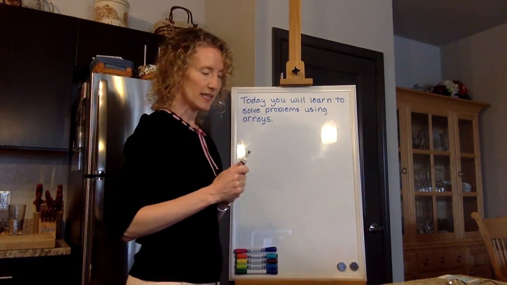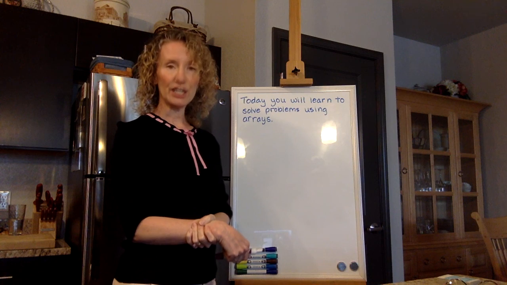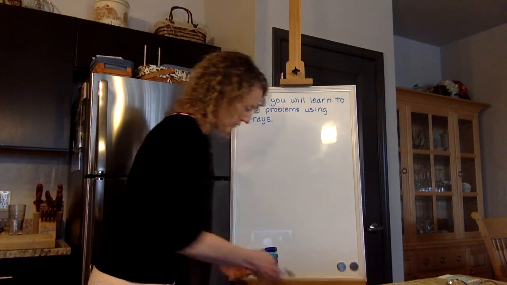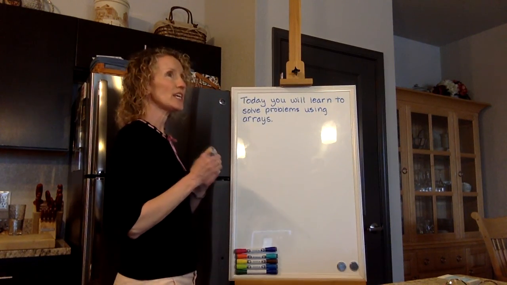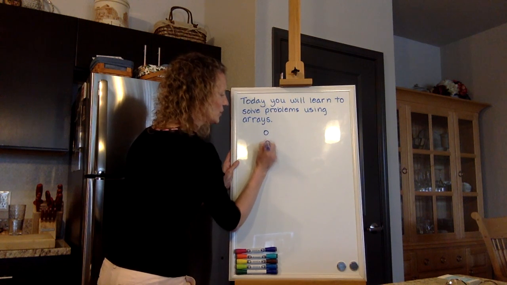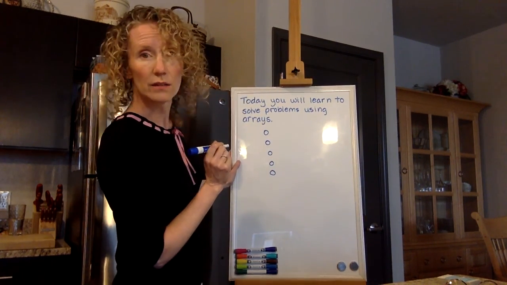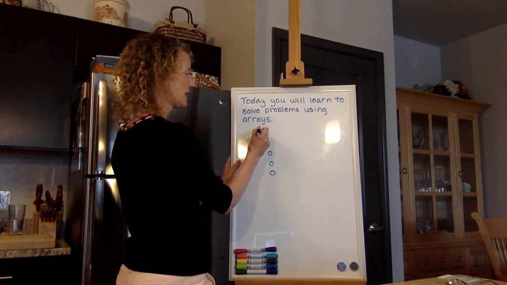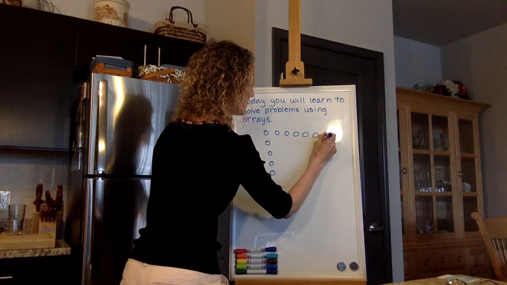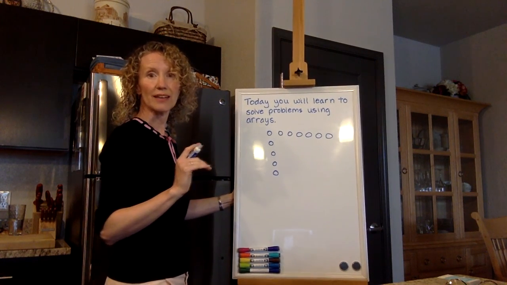The next one is this. There were 7 kids on each team, and there were 5 teams. Let's switch to a different color for this one. 7 kids on each team, 5 teams. I'm going to start with circles. 1, 2, 3, 4, 5. A little crooked. 5 teams, 7 kids on each. 1, 2, 3, 4, 5, 6, 7. See, I'm trying to make my circles about the same size. That does make a difference in arrays.